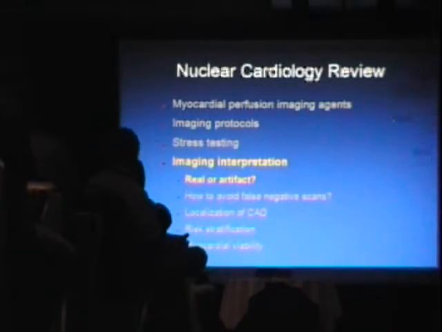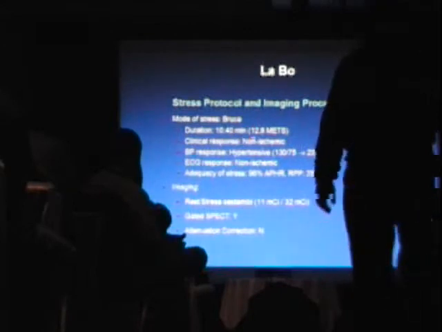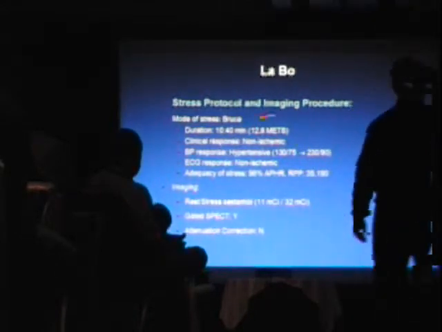We get to the cases now, and we're going to try to apply this 101 review on perfusion imaging to the actual cases. So this is a typical patient that came for diagnosis, with no prior history of coronary disease. The patient exercised for over 10 minutes on the Bruce protocol, had a negative ECG and clinical response, that is no chest pain and no ECG changes.